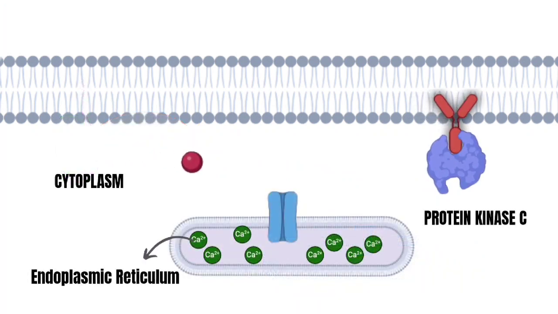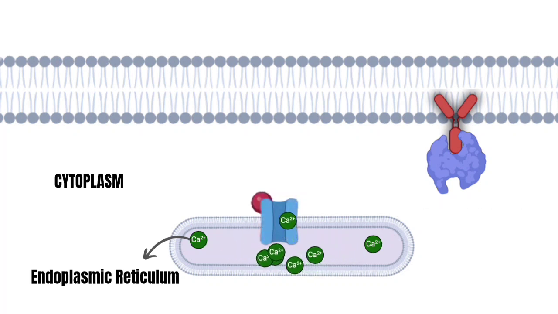When IP3 reaches the ER, it binds to the IP3-gated calcium release channel located on the ER membrane. This binding opens calcium channels, allowing calcium ions to flow from the endoplasmic reticulum into the cytoplasm. As calcium ions are released into the cytoplasm, their concentration increases rapidly.